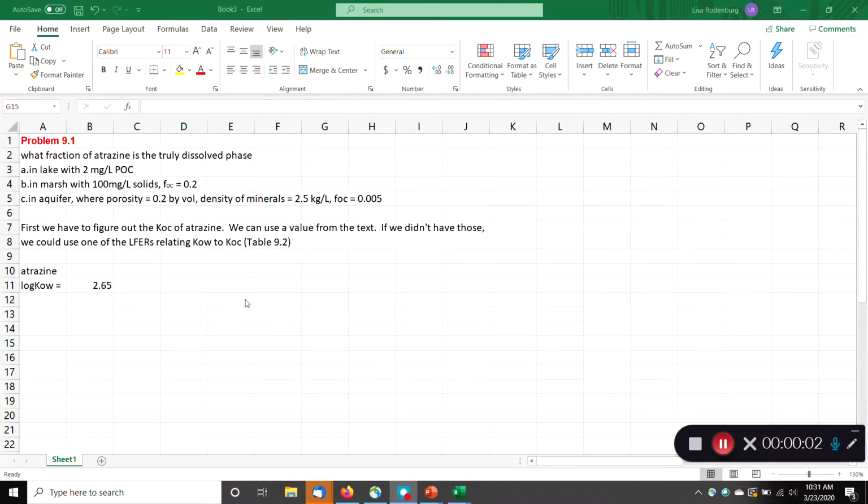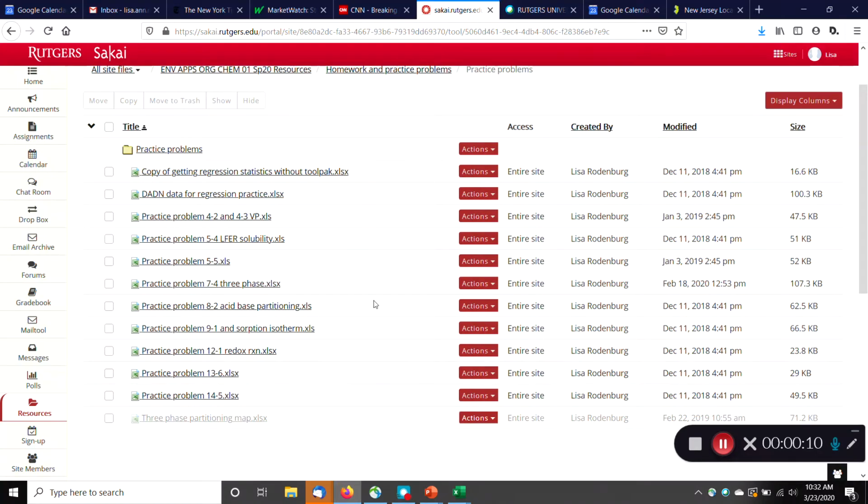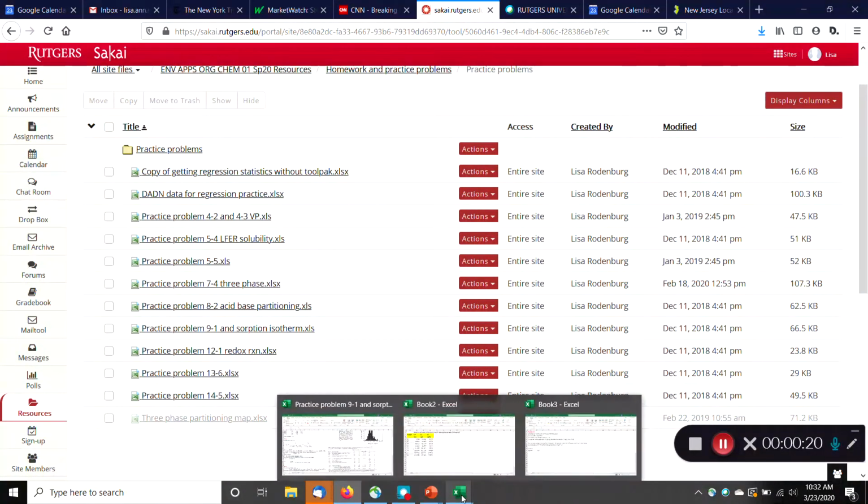Hello everybody. Today we're going to do an example problem related to sorption. This is problem 9.1. If you're interested, here on Sakai, it's under practice problems and it's in a file called practice problem 9.1 and sorption isotherm. The sorption isotherm will be a separate video that I'll probably make right after this one.